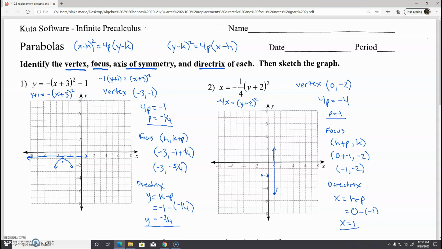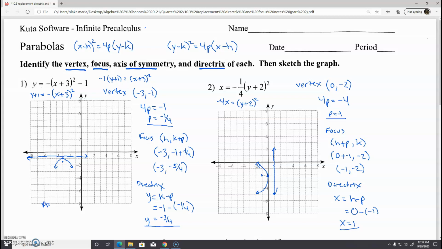Again, vertex to directrix is 1, vertex to focus is 1. So there's that p-value that we were talking about. And we're going to open to the left, away from that directrix. And we're good. Now, I did forget to talk about axis of symmetry, so we're going to kind of backtrack a little bit.